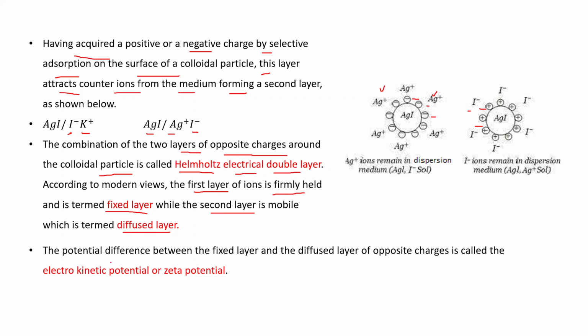Now, these oppositely charged layers are there. That's why some potential will develop, and this potential difference between the fixed layer and the diffused layer of opposite charges is called the electrokinetic potential or zeta potential. Is that clear?